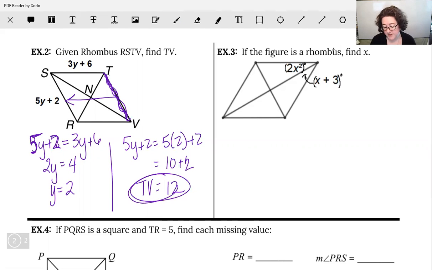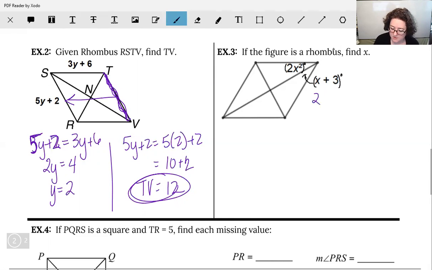Alrighty, example 3. If the figure is a rhombus, find x. So with a rhombus, again, what happens with that vertex angle when we cut it by a diagonal? The pieces are always going to be congruent. So let's go ahead and set them equal. So we have 2x squared equals x plus 3.